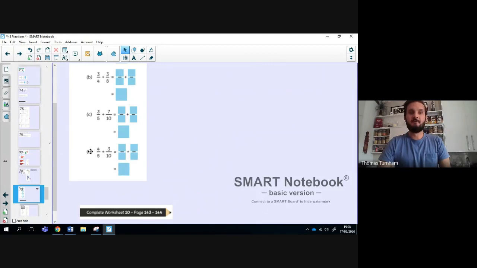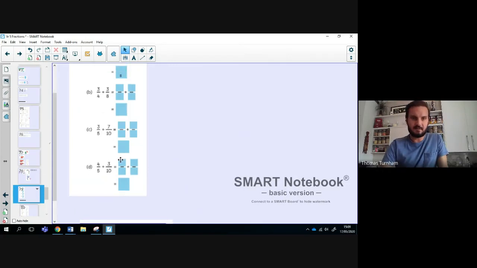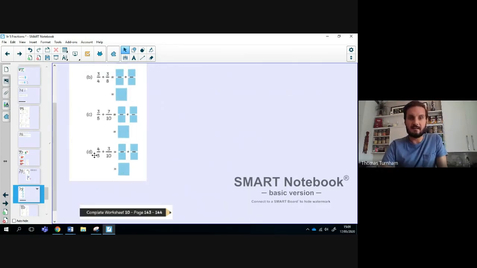Same thing here, 4/5 and 3/10. We're going to change our 4/5 into tenths. And we know that the way we do that is by multiplying the 5 by 2, because 5 times 2 makes 10. So that's going to become 8/10 and 3/10. In fact, did we have that one already? No. 8/10 plus 3/10. 8 plus 3 is 11, 11/10, or 1 1/10.